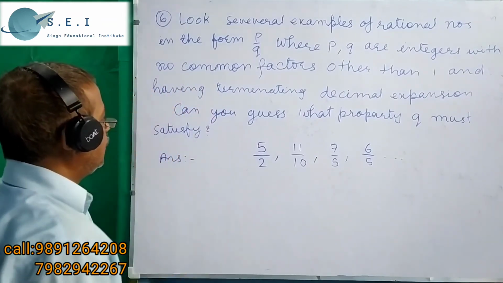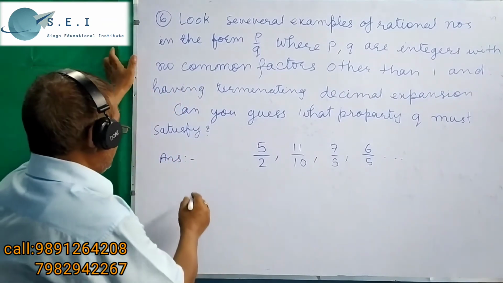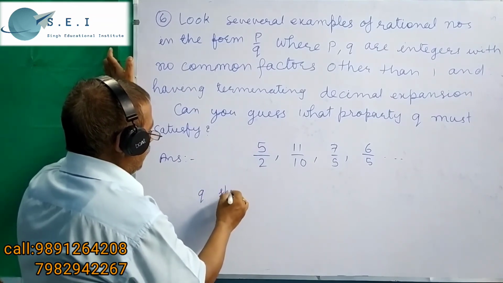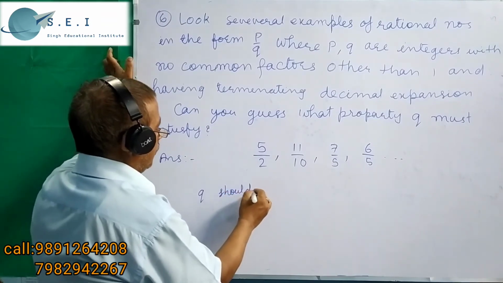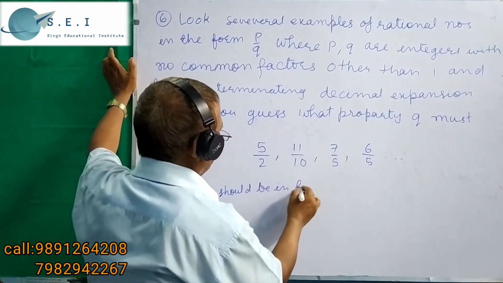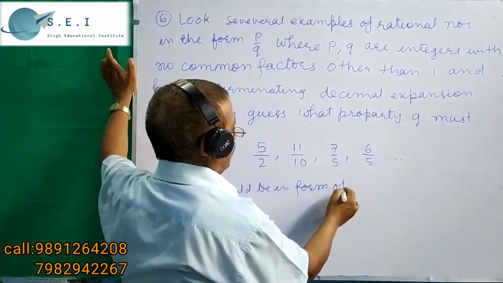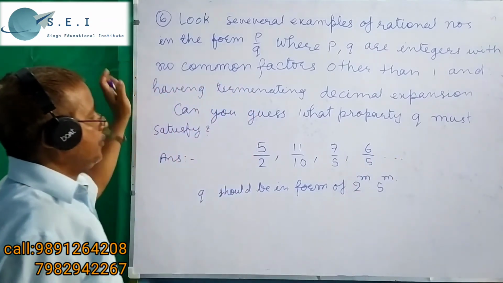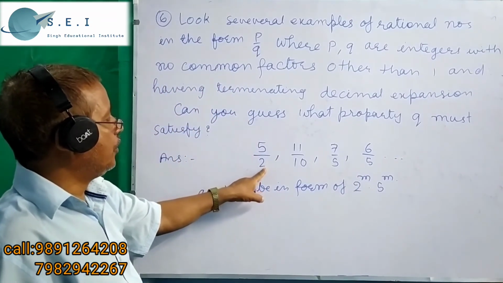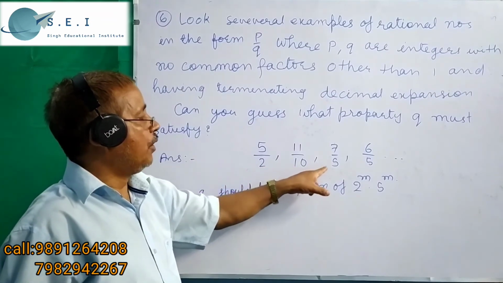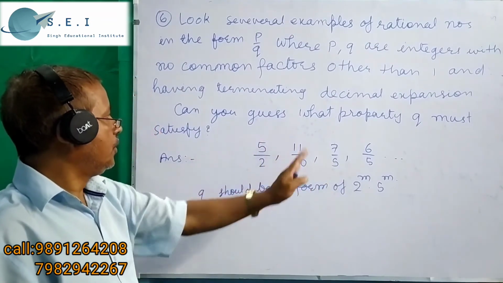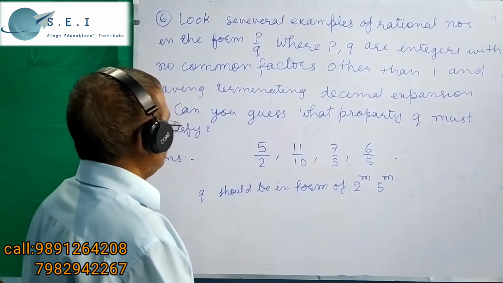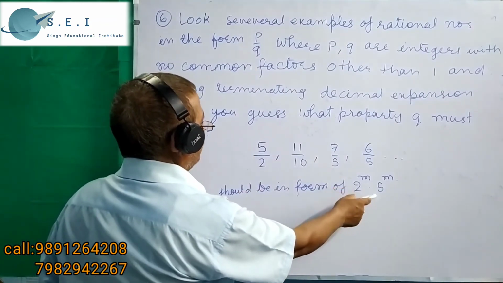The denominator is denoted here as q, and q should be in the form of 2 to the power m and 5 to the power n. It means the denominator has factor only 2, or 2 and 5, or 5 alone. So, to get a terminating decimal, we require the denominator as 2 to the power m and 5 to the power n.